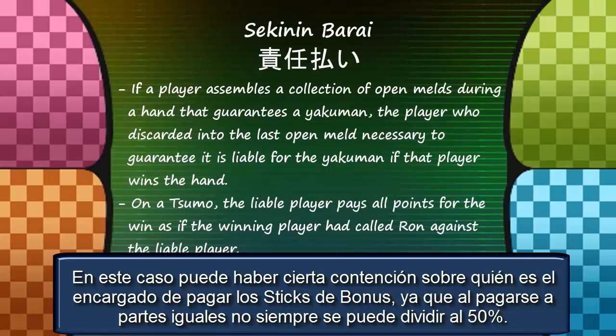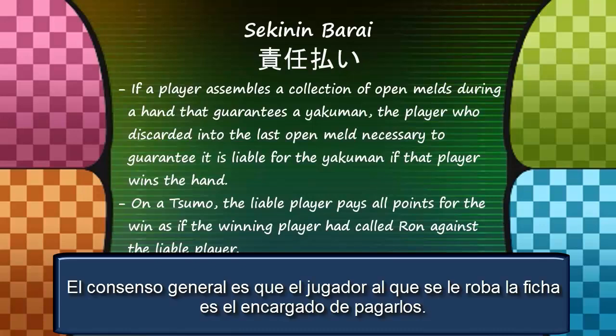In this case, though, there is some contention over who is responsible for paying the amount of the bonus sticks, because splitting them 50-50 may result in a number that's not a multiple of 100. The consensus appears to be that the discarding player is still responsible for all of the bonus stick points.